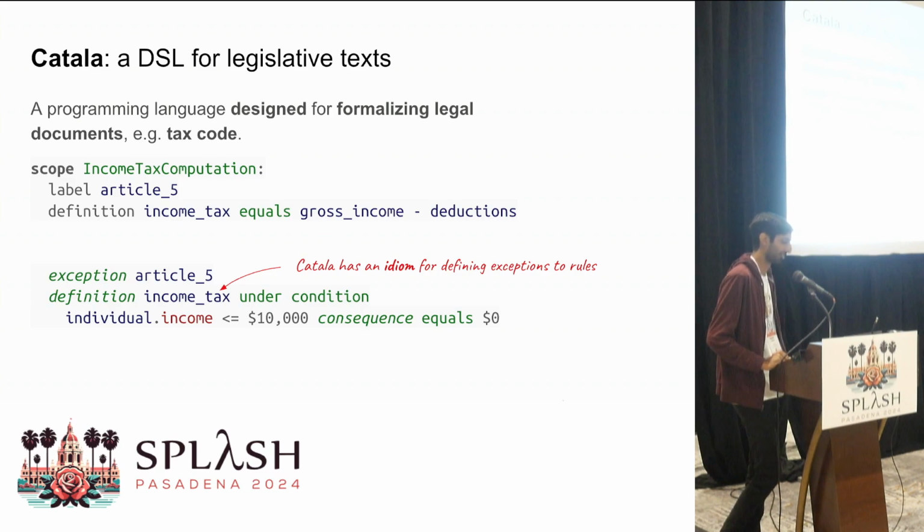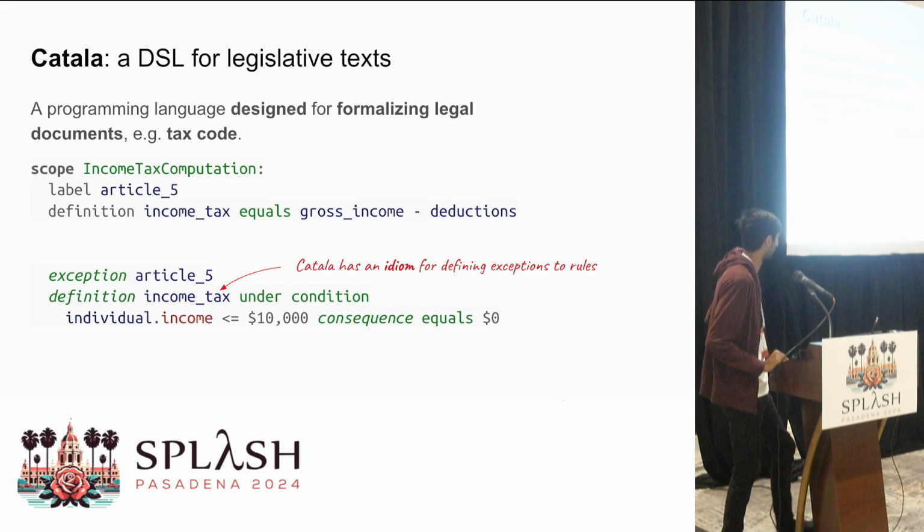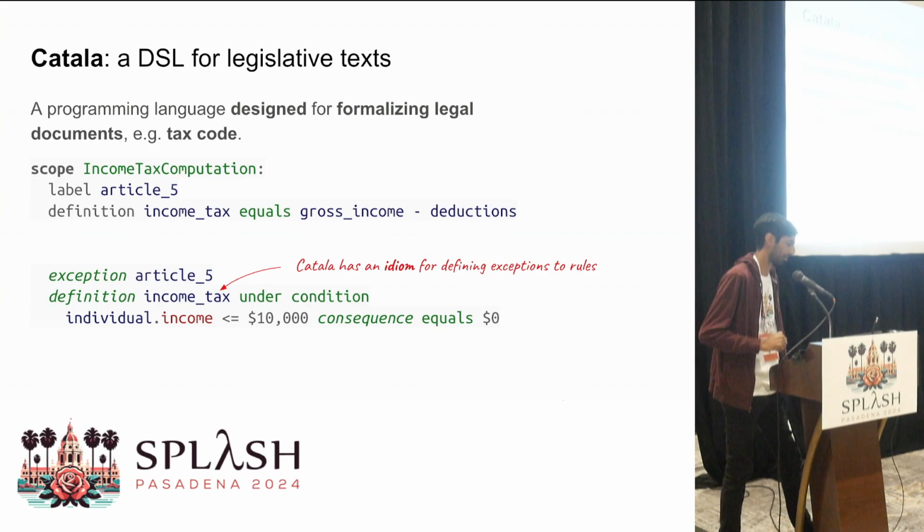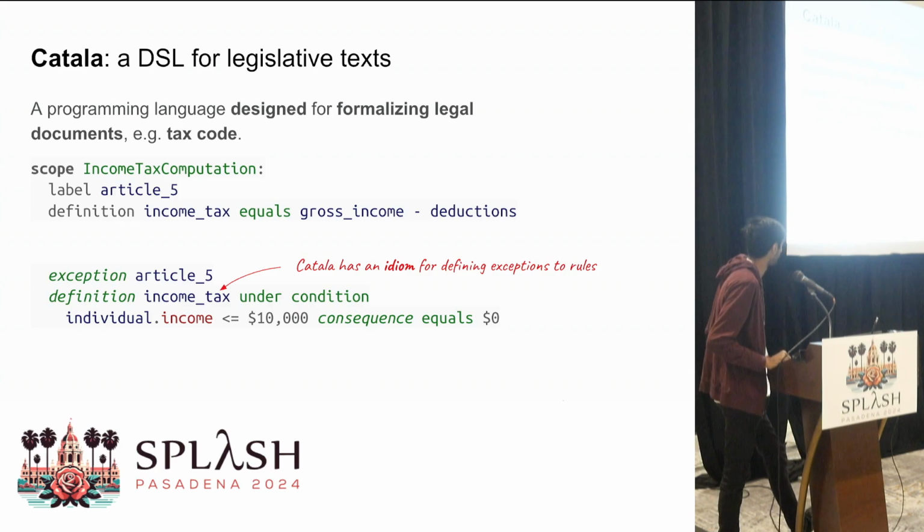But the general premise for Catala is that it has a very unique syntax and semantics that's designed with encoding legal documents in mind. So here I have a very basic example of a scope, which is similar to a function in another language, for calculating income tax. And in this case, we initially define income tax as our gross income minus deductions. But Catala has a very nice feature called exceptions that you can write later on in your Catala file that can essentially override the rule that you originally defined.